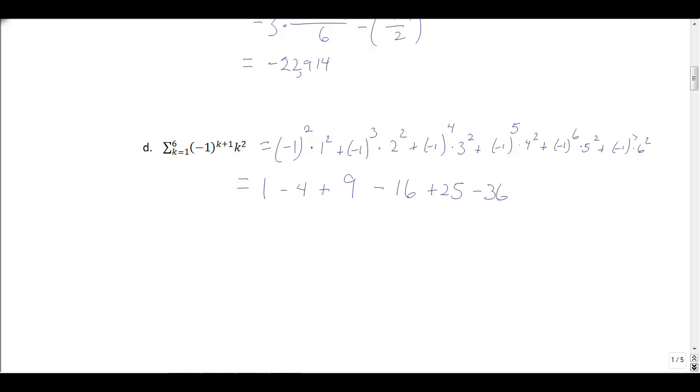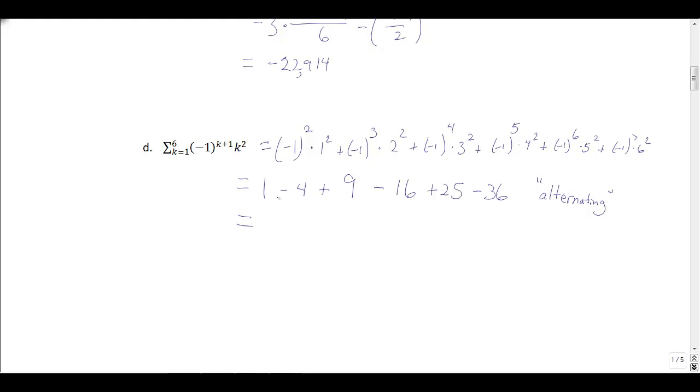6 squared is 36. Note, there's sort of a common structure here. When you have this negative 1 to the k plus 1, I get a plus, minus, plus, minus, plus, minus. This is actually called, the term we'll see later on, particularly in a series, which is like a summation to infinity, alternating. It goes between positive and negative. Sort of a nice example of that pattern there.